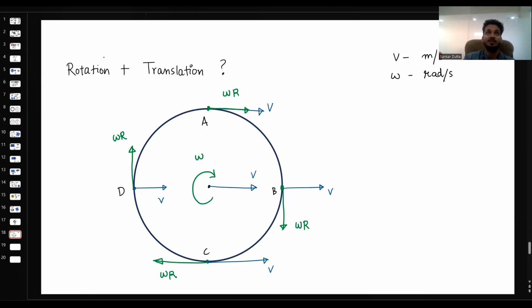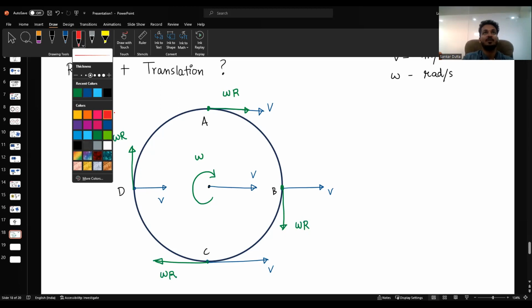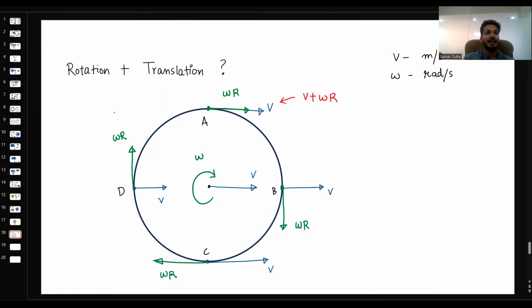For example, at this location, the net velocity would actually just be V plus omega r, right? At this location, C location, however, the velocity would be how much, guys? This will be V minus omega r. Can you tell me the velocity at B point? It will actually be under root of V square plus omega square r square.